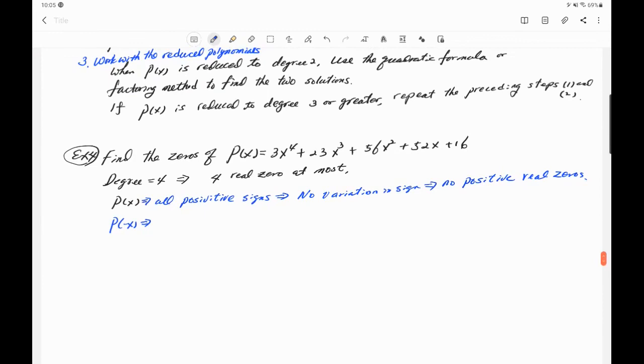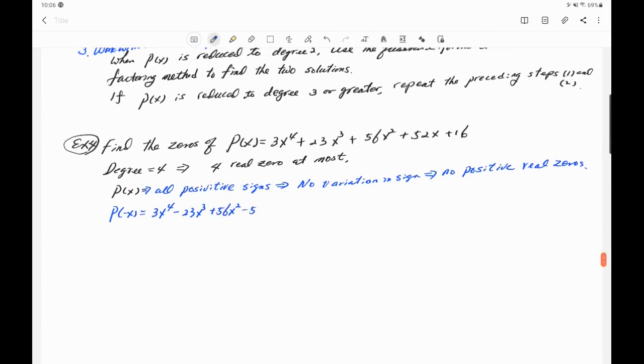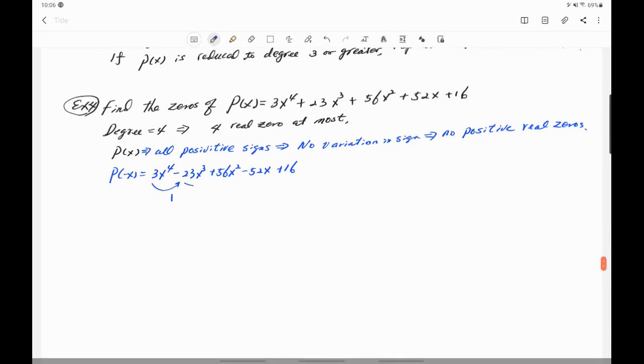All right, so plug in negative x for x. The degree is 4, so we don't have to change the sign. Then x cubed becomes negative 23x cubed, and then plus 56x squared, and the x term becomes negative. Change the sign. Now let's find the variations in sign. Here is a sign change, here's another one, and negative to positive is another one.